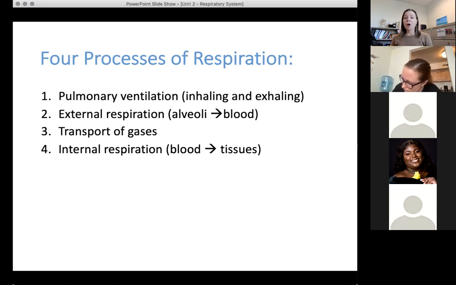And the movement of carbon dioxide the opposite way. So it's the movement of carbon dioxide from the blood into the lungs. Okay, so oxygen is going from lungs into the blood. Carbon dioxide is going the opposite direction, from blood into the lungs.